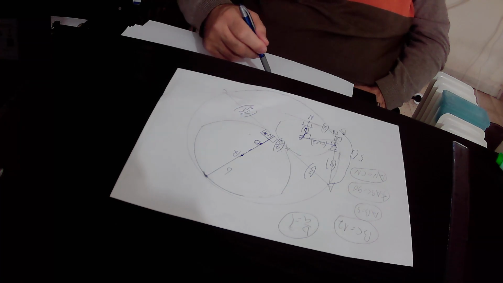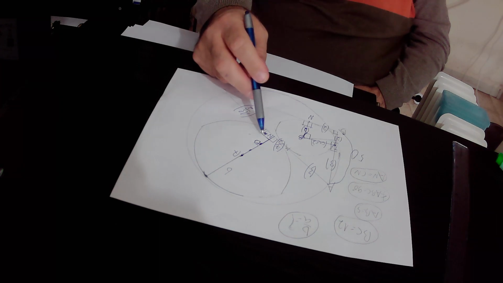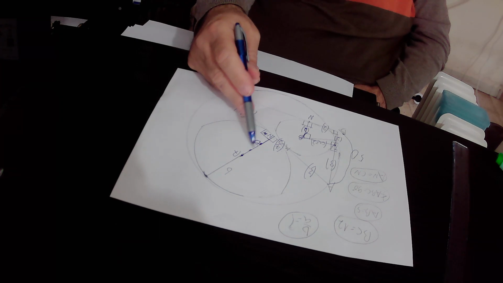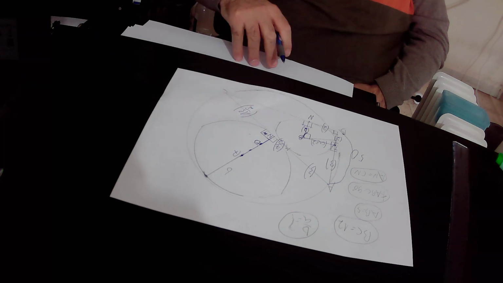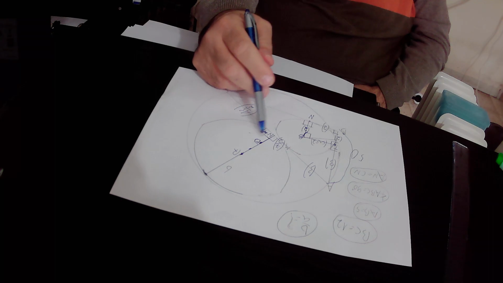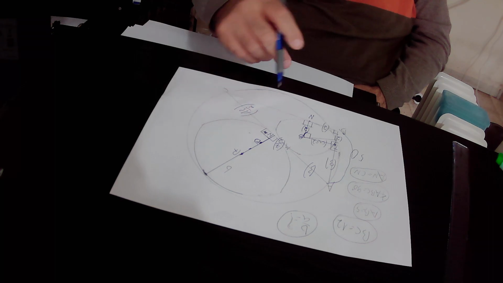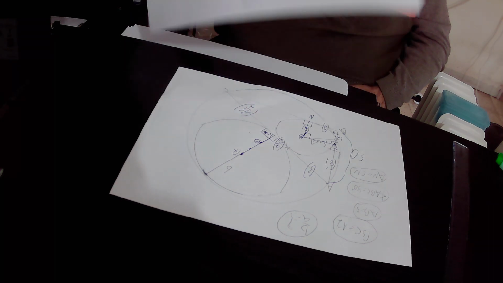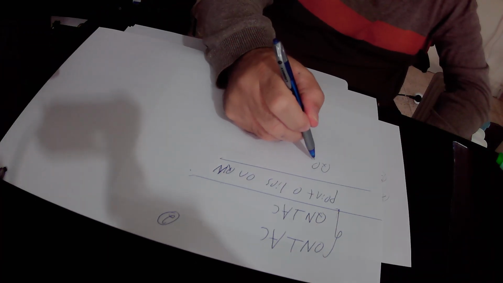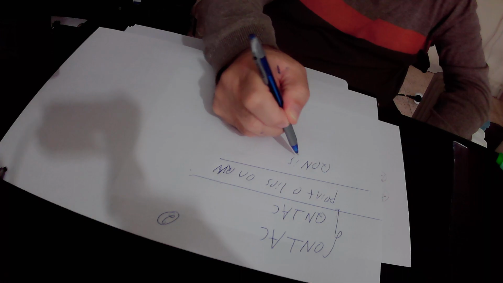Okay? So if O lies on QN, it means that QON is one straight line. All the 3 points Q, O, and N are located on the same straight line. Line segment QON is one straight line.